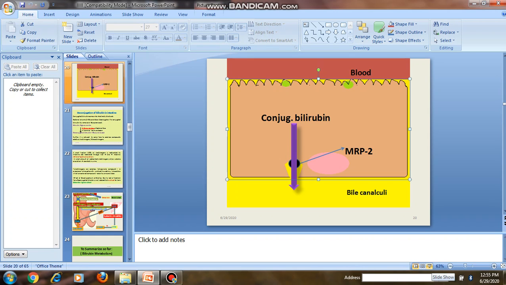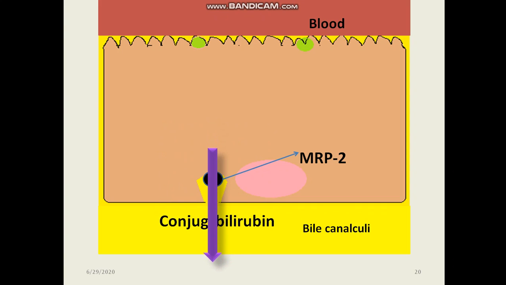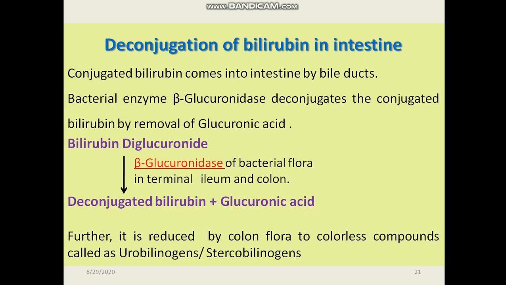The conjugated bilirubin is released in the bile canaliculi with the help of MRP2. This is how MRP2 transports the conjugated bilirubin into the bile canaliculi. Deconjugation of bilirubin occurs in the intestine.